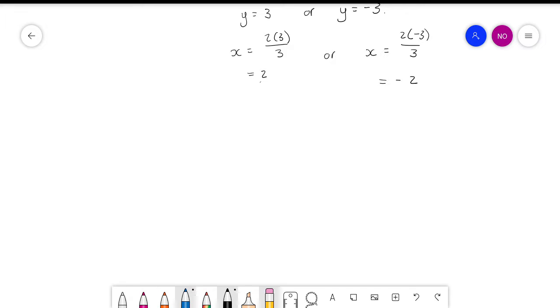So for this one, they said, for which values of k will the equation have no real roots? And they give you the equation x is equal to x squared plus k, and they're looking for no real roots.